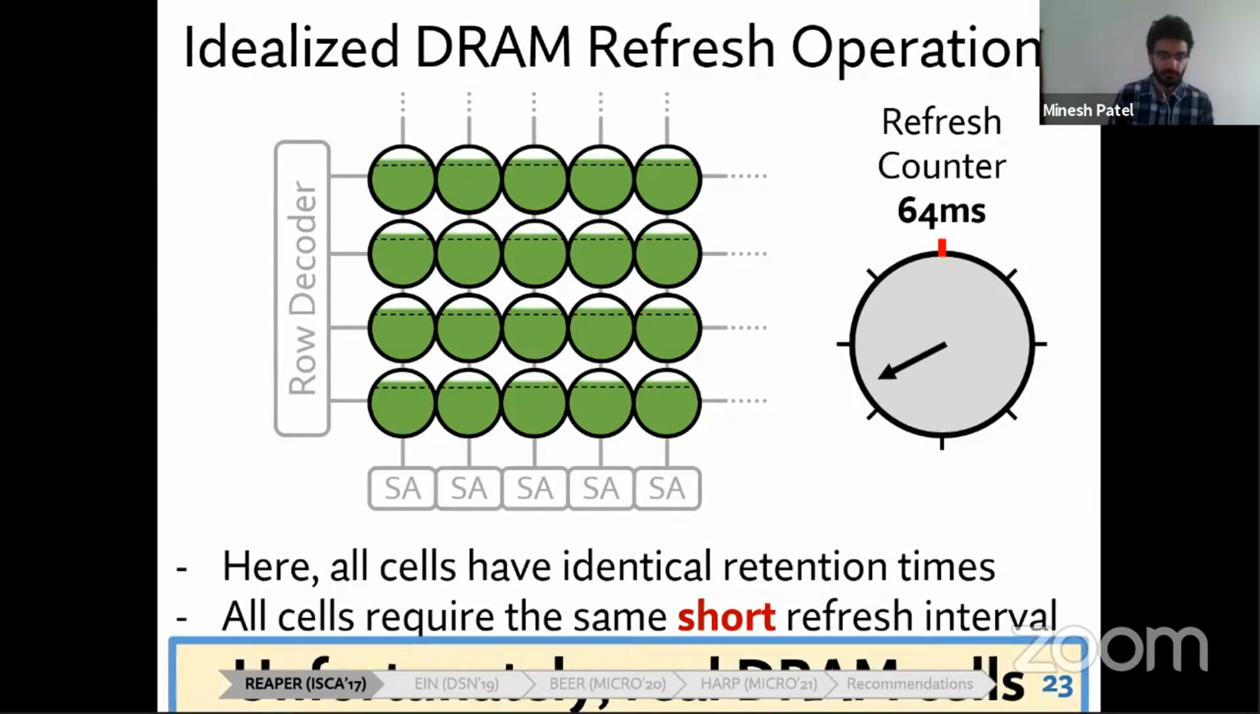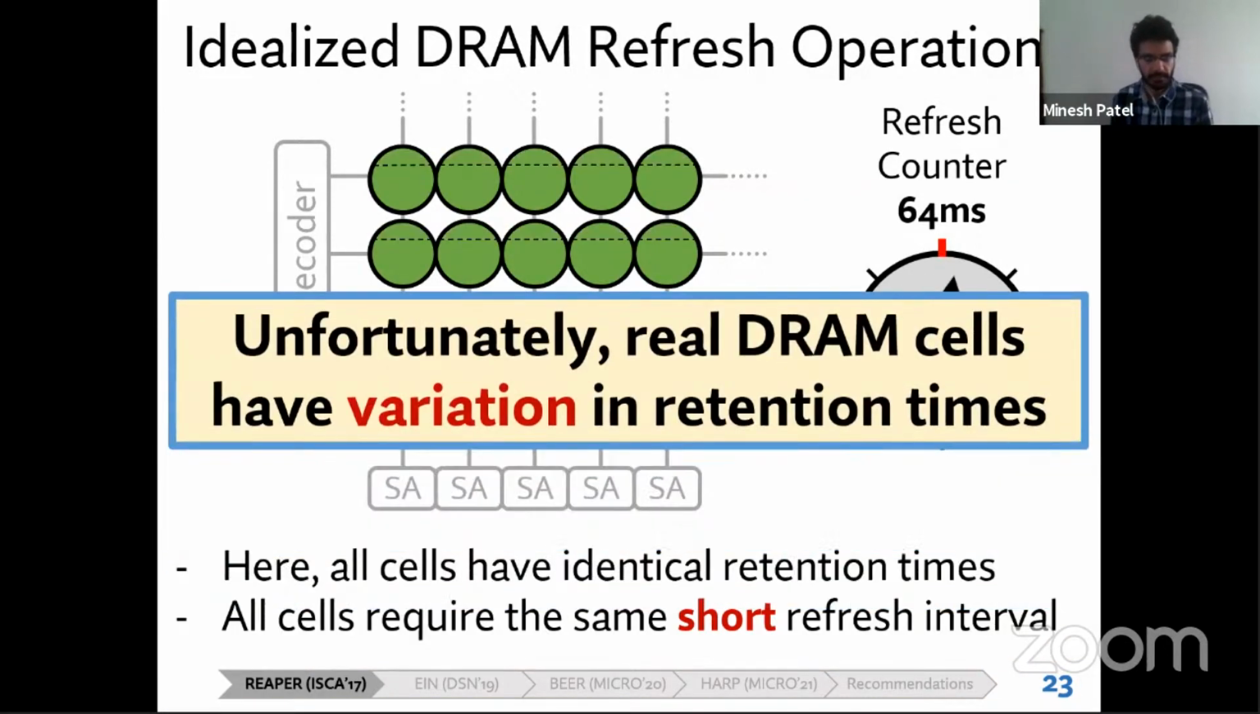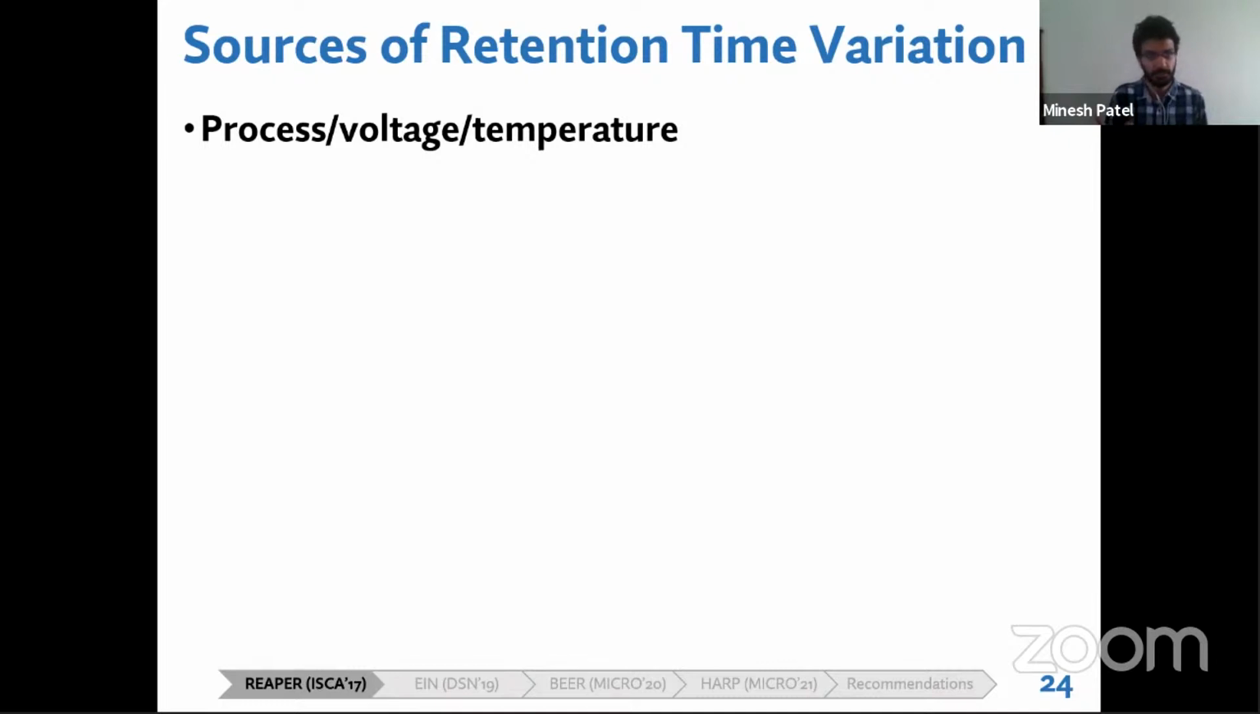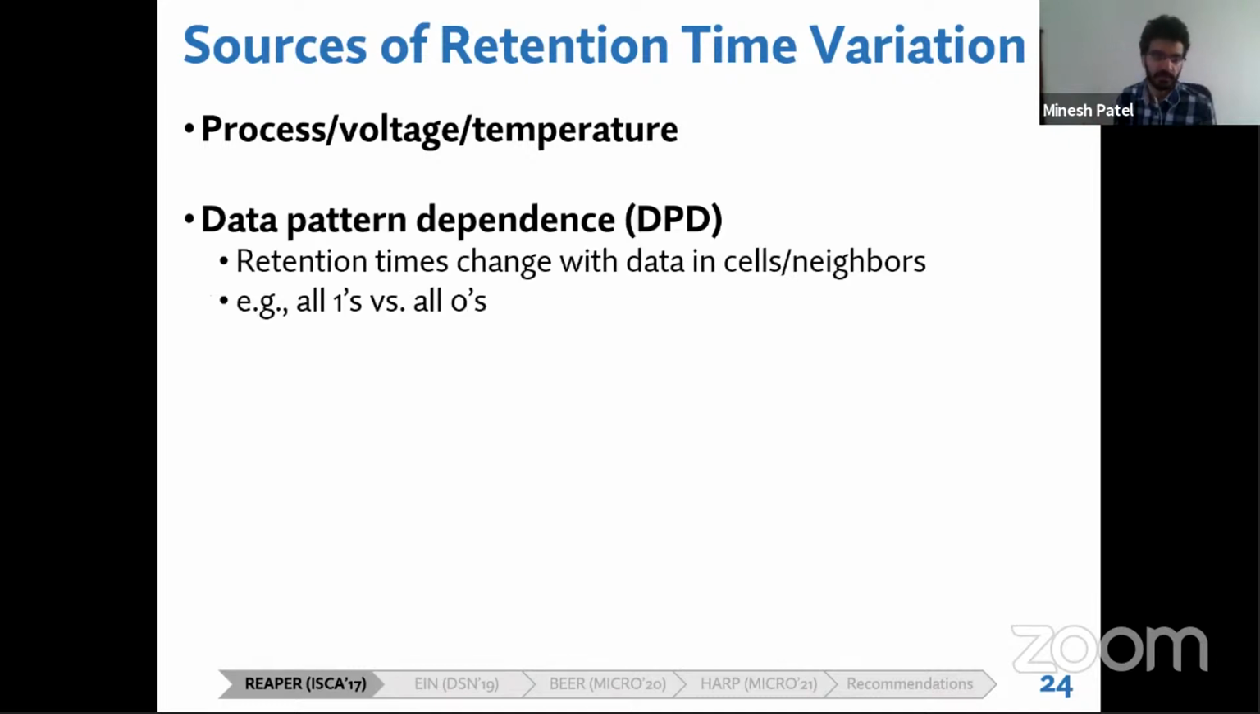In this case, there would be no need for profiling at all because we're already operating at the ideal refresh interval. Unfortunately, real DRAM cells are not so ideal, and they exhibit significant variations in retention time, as we showed earlier. So let's take a look at some of the sources of this variation. First, cell retention times depend heavily on process variation, and they change dynamically with effects such as changing voltage and temperature. Second, data pattern dependence effects mean that the retention time of a cell actually depends on the value programmed both into the cell itself and its neighboring values. For example, a DRAM that's programmed with all ones would have a different set of retention failures than if the DRAM contained all zeros.